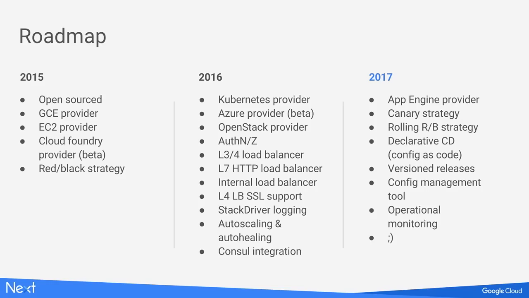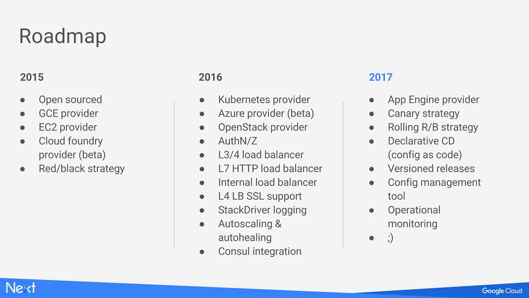So, as I mentioned, we open sourced in 2015, and we open sourced with GCE and EC2 providers. I said Spinnaker is multi-cloud. And a Cloud Foundry provider came out there in beta at the time, and we had a red-black strategy and some basic support. In 2016, we were heads down in development, and we introduced the Kubernetes provider, the Azure provider joined in beta, Microsoft joined, and an OpenStack provider. Really, those people from the community who are building these things, some of them are here in the room right now, so thank you very much.